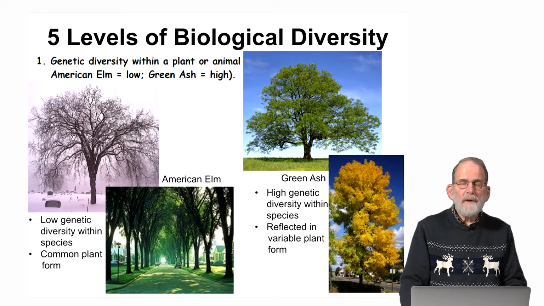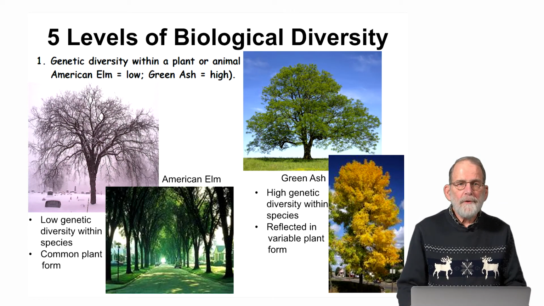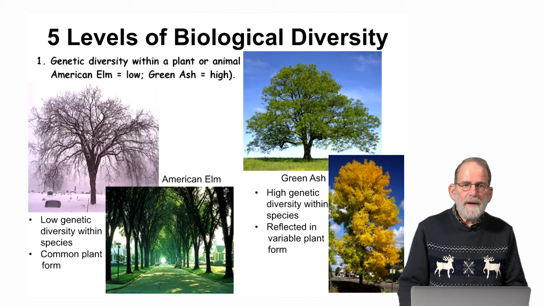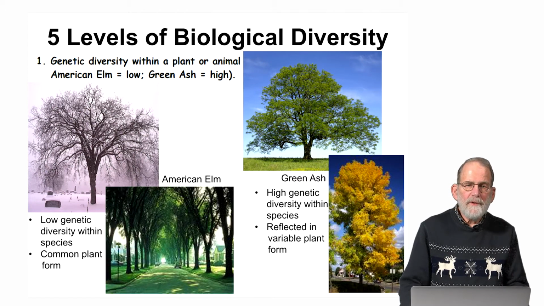In talking about 5 levels of biological diversity, the first level that I want to talk about is the level of diversity that's present within a plant or animal species. For example, we can contrast the genetic diversity within the American elm tree with that of the green ash tree. Both of these are very common street trees that are used in urban environments. The American elm has a relatively low genetic diversity within the species, and consequently, when you see one American elm, you've pretty much seen them all.